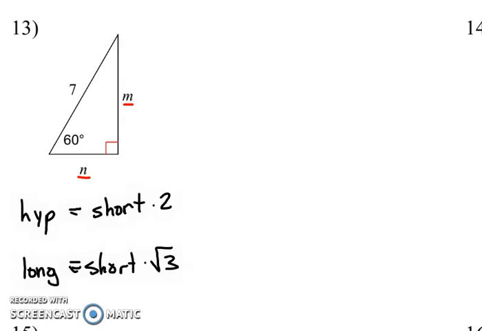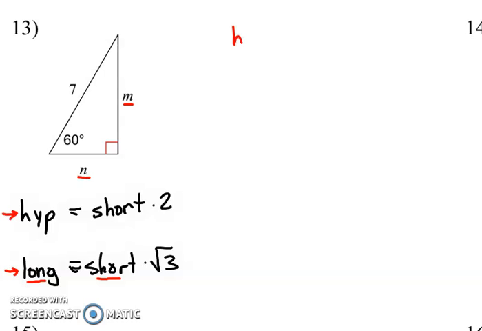So we'd have a problem if we try to start by using that bottom equation, because we don't have a value for the long side or the short side. If we use that, we'd be setting up an equation that ends up having two variables in it, and I wouldn't be able to solve for either one of them. So instead, we're going to start by using this equation.